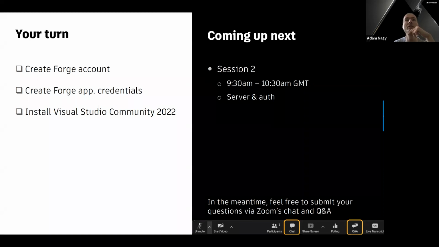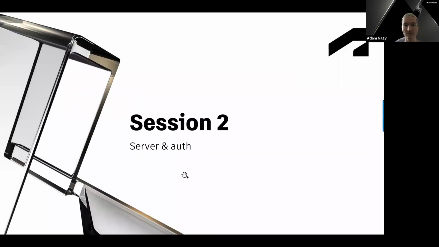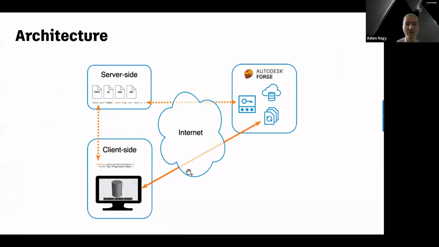Okay, so let's continue with the second session for today. Hopefully you managed to get through these steps, which is creating your Forge account, creating your Forge app, which will then provide you with the credentials that you will need to use in your application, and also install Visual Studio Community 2022. So now we'll get started creating the app and also creating the server and authentication parts.